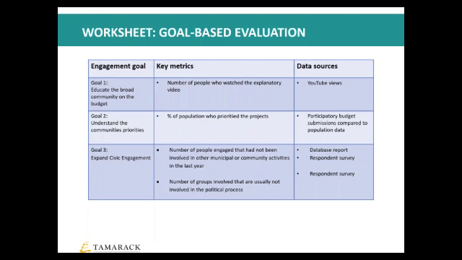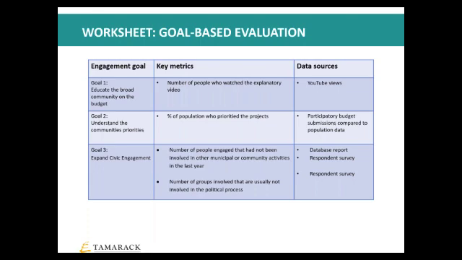And then goal number 3, which was expand civic engagement. This is the hardest one. You can see that goal number 1 and 2 are quite specific, whereas this one is about expanding civic engagement. So how can we actually assess that? What are the key metrics we can ask?